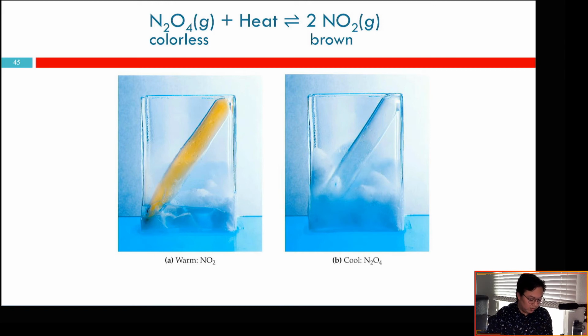So this is that reaction from the previous. If we have our warm NO2, so we're adding heat. For this first one, we're adding heat, and so that shifts us over to the right, so we get this brown NO2. But if we remove heat and we chill this, so we're taking heat out, then we're shifting our reaction to the left because we're removing one of our reactants. And we get the clear N2O4.